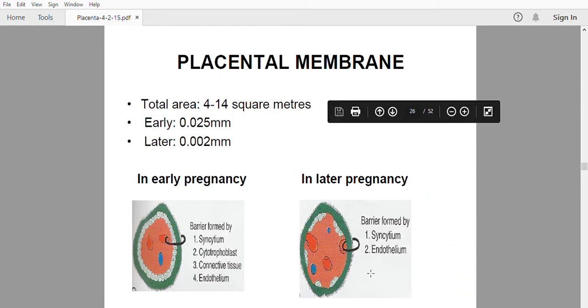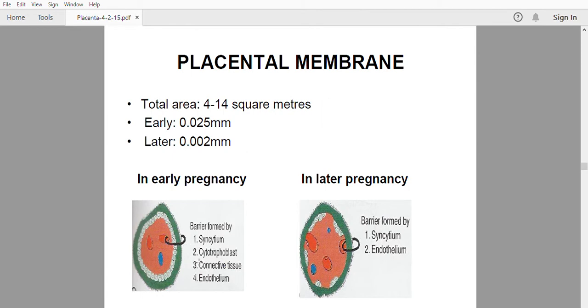When it is coming to later stages of pregnancy, most of this cytotrophoblast will get absorbed or degenerated, and in case of the connective tissue, that is the extraembryonic mesoderm, that also gets absorbed. To provide the most effective transportation, the barrier will become thin. Barrier will become thin only in later stages of pregnancy, not at the end of the pregnancy.